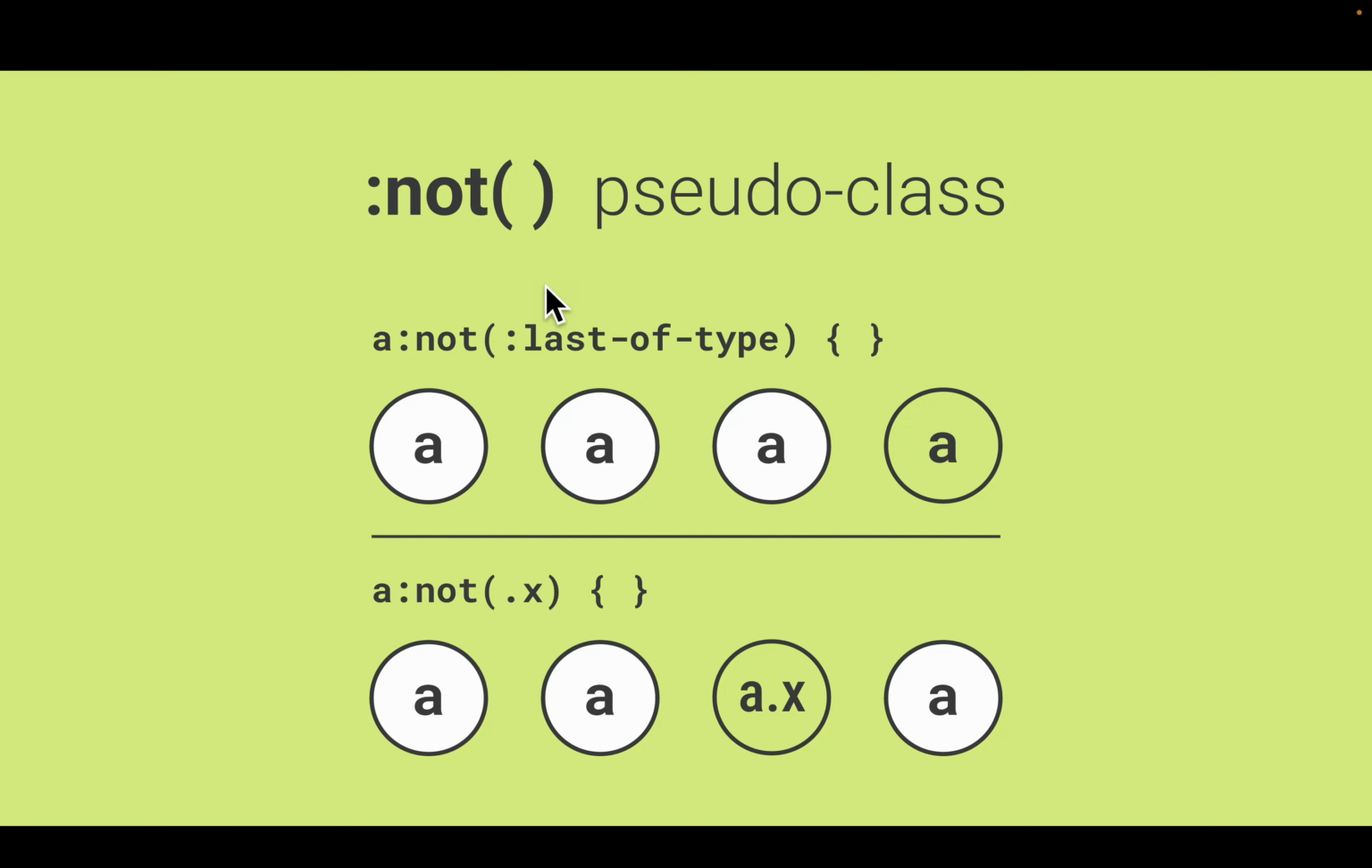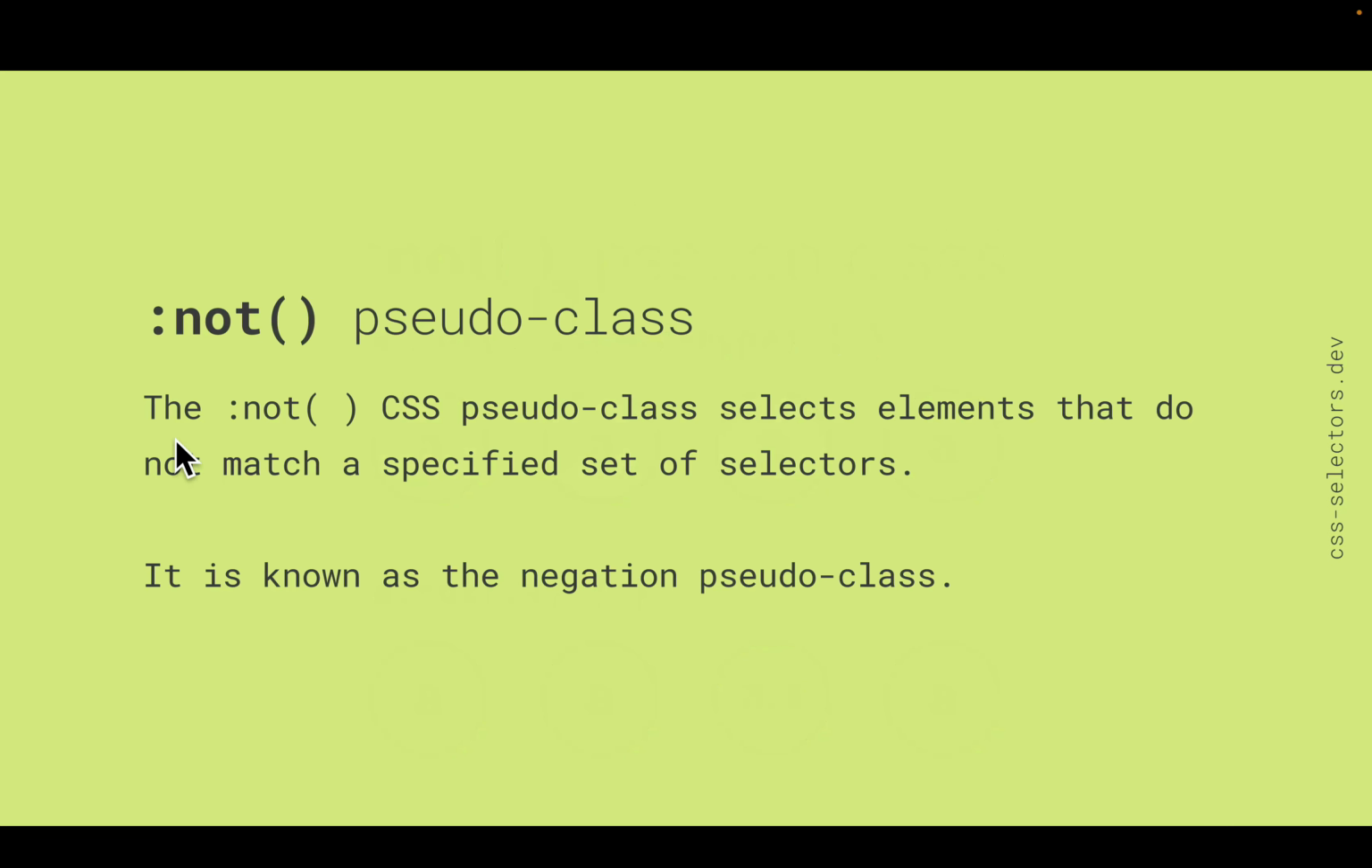Let's explore the :not pseudo-class. Let's kick things off with the definition. The :not pseudo-class selects elements that do not match a specified set of selectors. It is known as the negation pseudo-class.